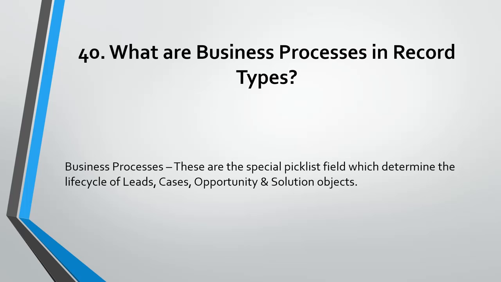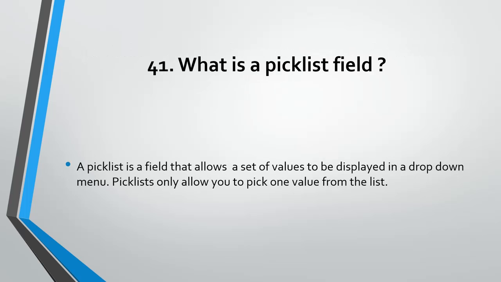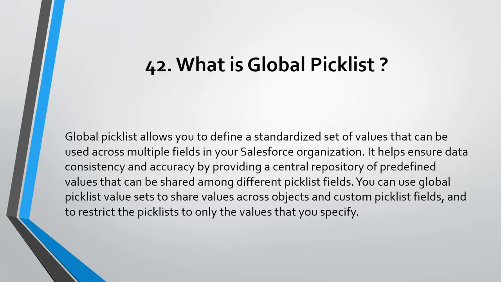What are business processes in record types? Business processes are special picklist fields which determine the life cycle of lead, case, opportunity, and solution objects. What is a picklist field? A picklist is a field that allows a set of values to be displayed in a drop-down menu. Picklists only allow you to pick one value from the list.